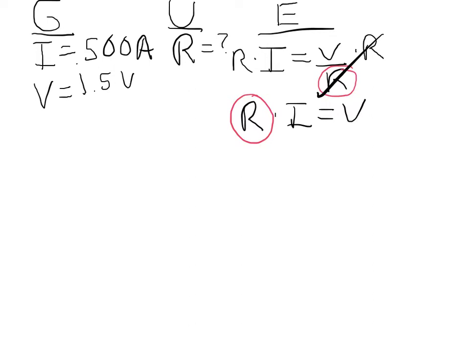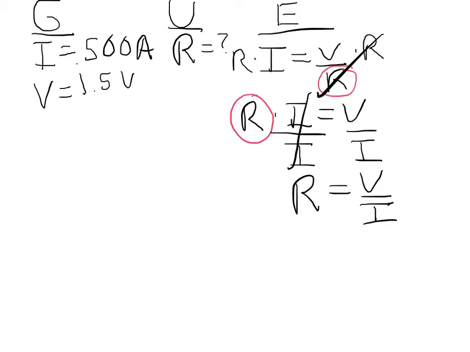So what we have to do is get R by itself, and the way we do that is we get rid of I. Since R is multiplying by I, we're going to divide by I, and if you do it to one side, you've got to do it to the other. So I's gone, and what we're left with is R is equal to V over I, which is fantastic. So we have R by itself.